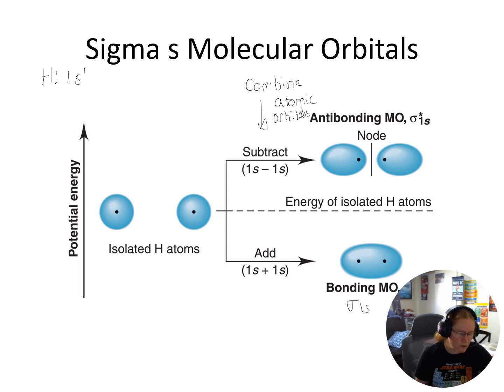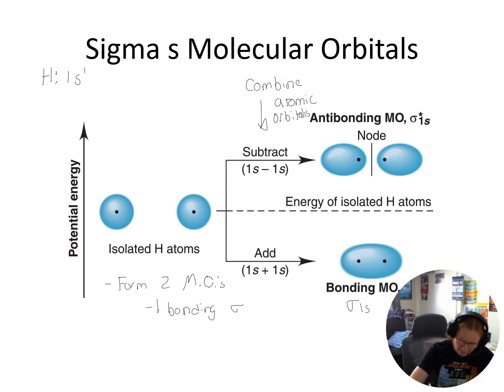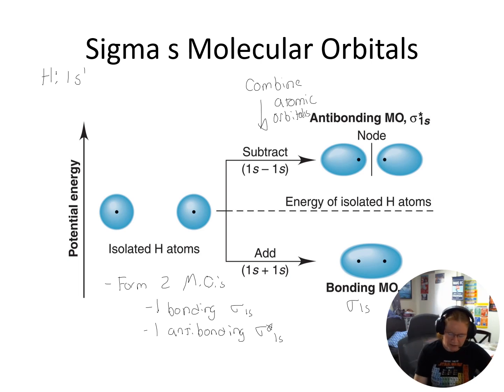And so we form two molecular orbitals, one bonding, and that's the sigma 1s, and one antibonding, and that's our sigma star 1s. And so only atomic orbitals of similar energy are going to interact to give us this molecular orbital situation.